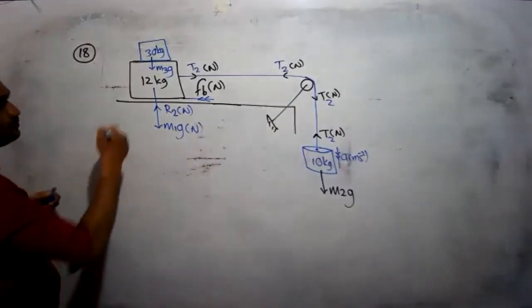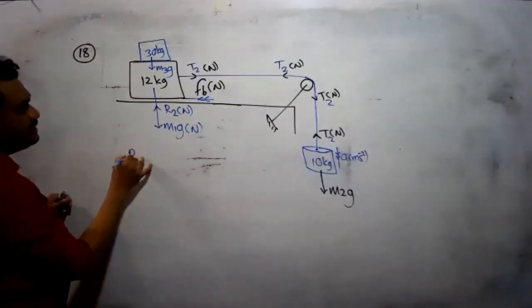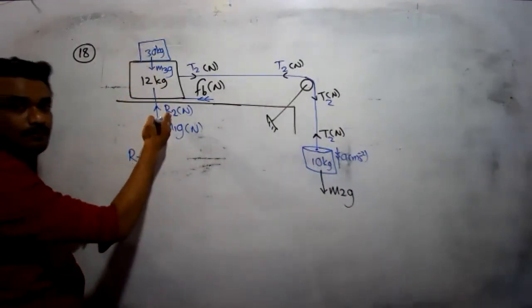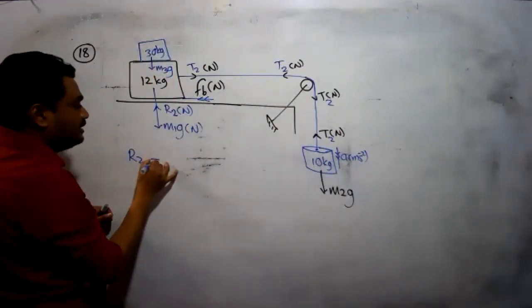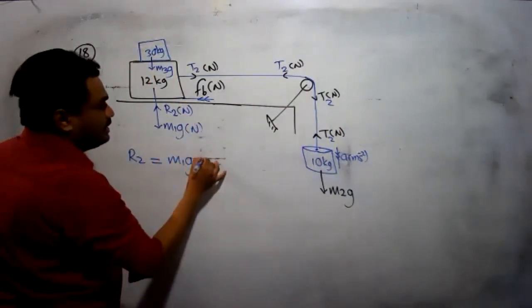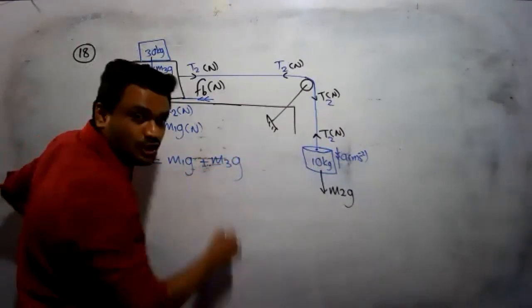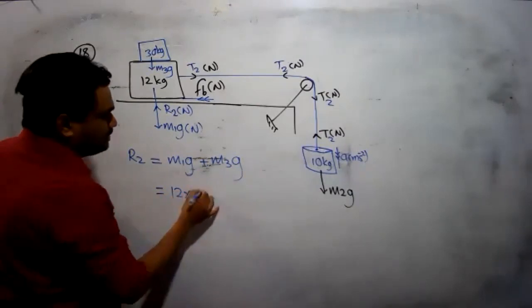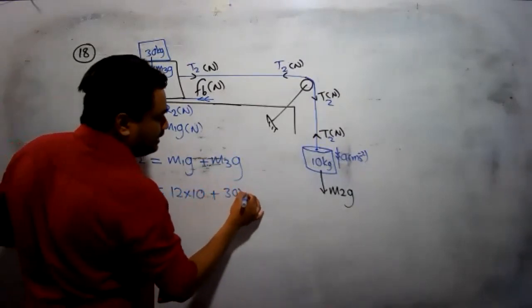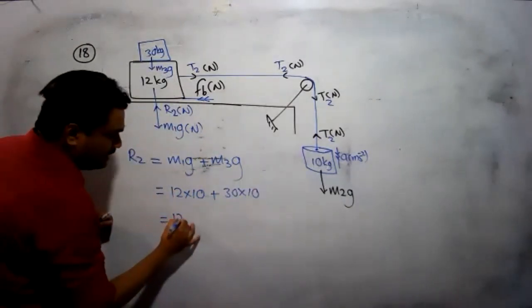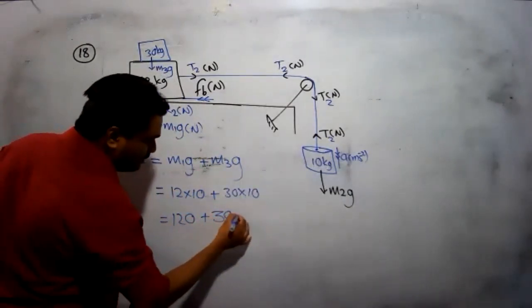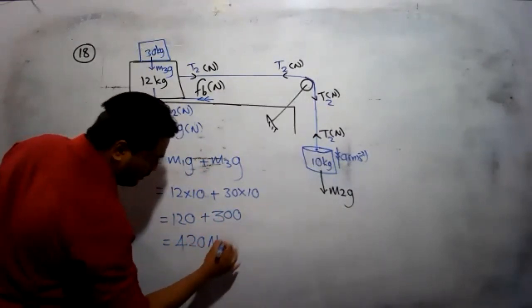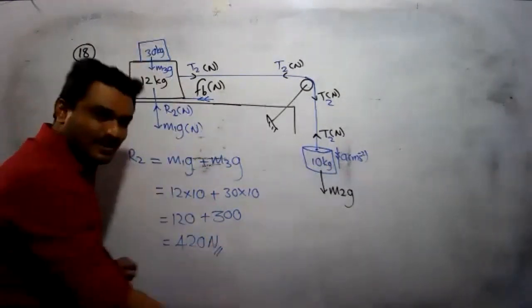Right, look at the board here. The only upward force is R2; M3G and M1G are acting downward. So the upward force must be equal to the downward forces M1G and M3G. M1 is 12, G is 10. M3 is 30, G is 10. So we will get 120 plus 300, which is 420 Newton. Write them all here.